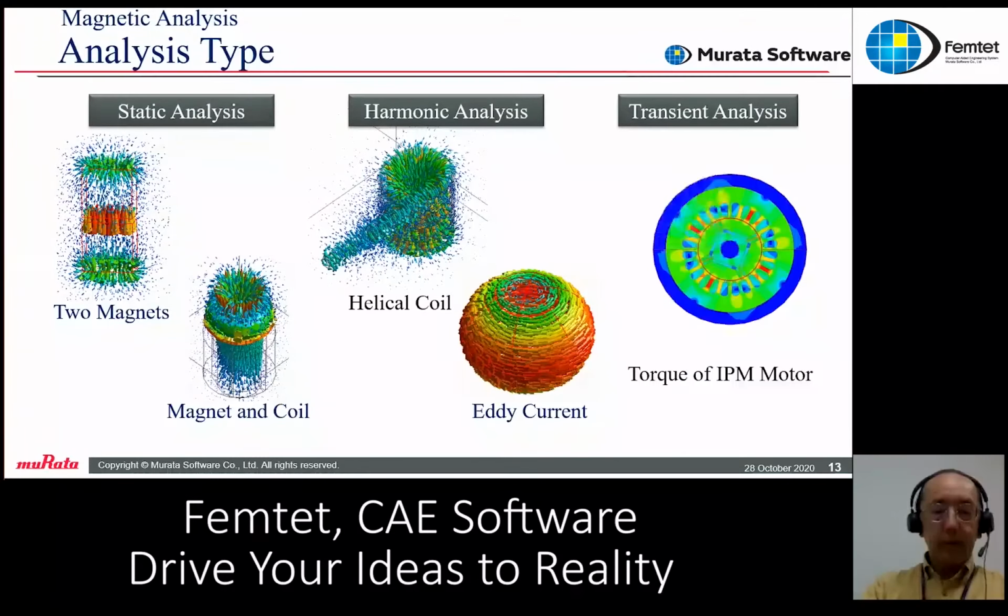In the transient analysis, you can analyze the dynamic magnetic field that changes over time. This applies to the motor analysis, where the magnetic field changes according to the rotation of the motor. You can obtain the torque and the induced voltage over time.